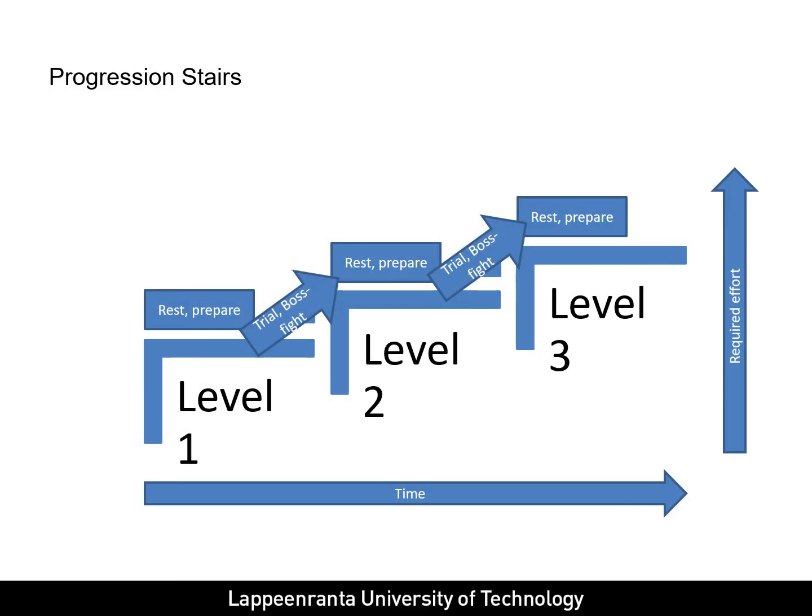In general, this rest, prepare, trial, boss fight, level 1, 2, 3, the progression stairs, is used everywhere. From the first Super Mario Brothers, where this was more or less literally the first, in each world there were 4 levels, or was it 3 levels anyway, and you have a boss fight at the end. Complete the castle, dip Bowser in the lava, and you win that world. Go to the next world.